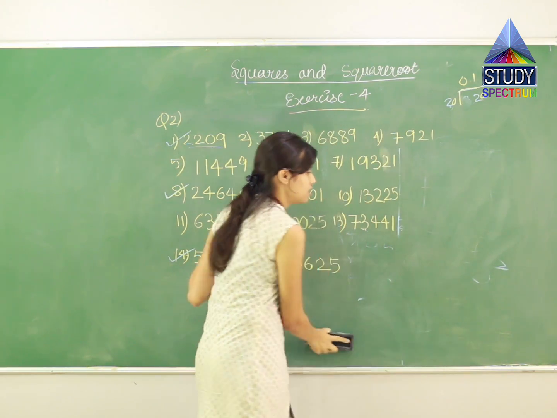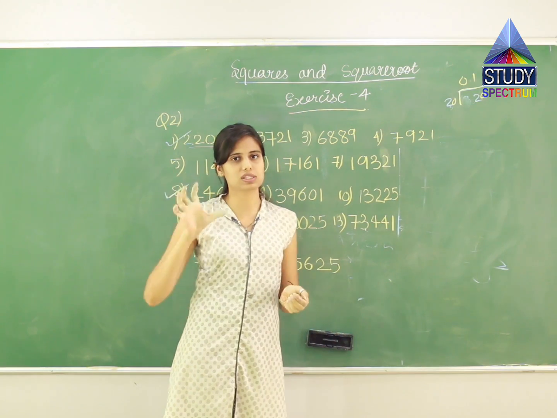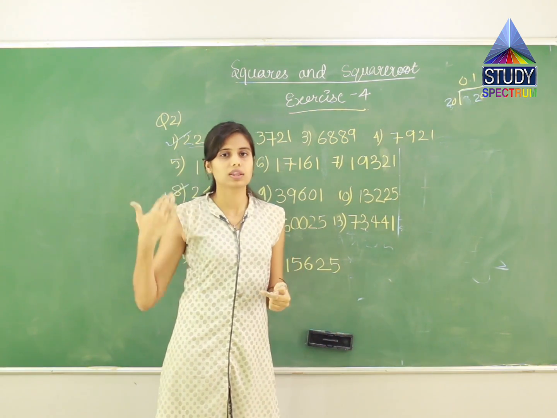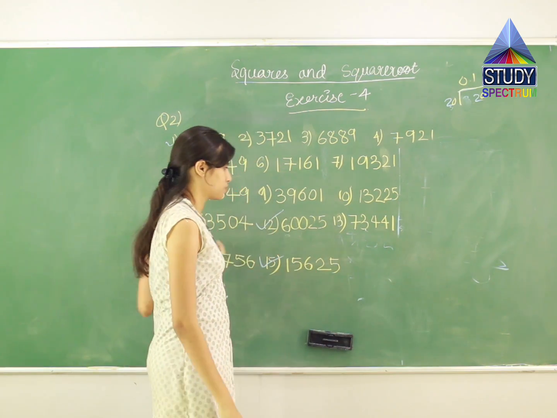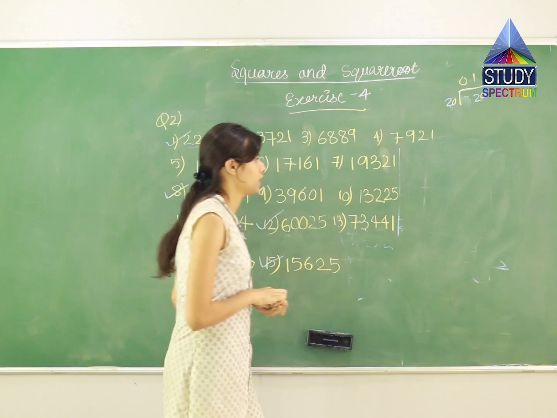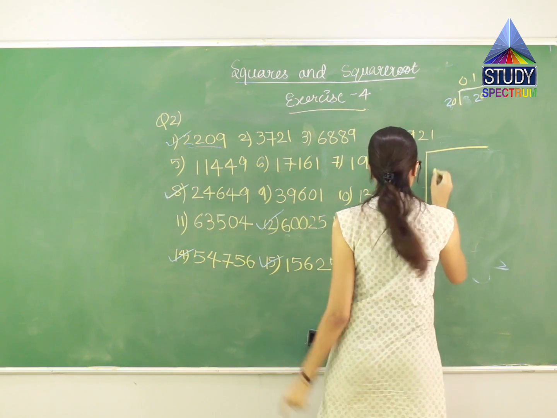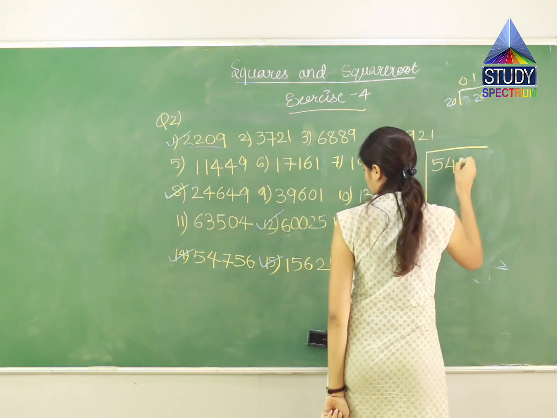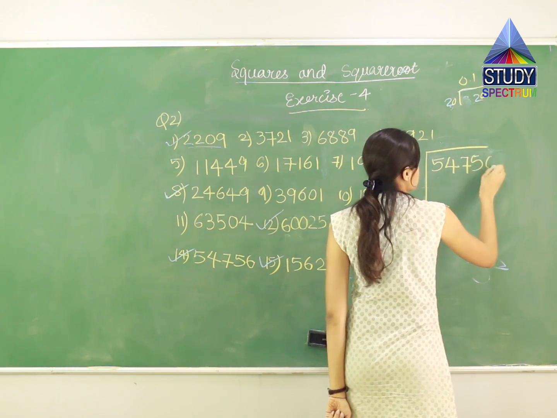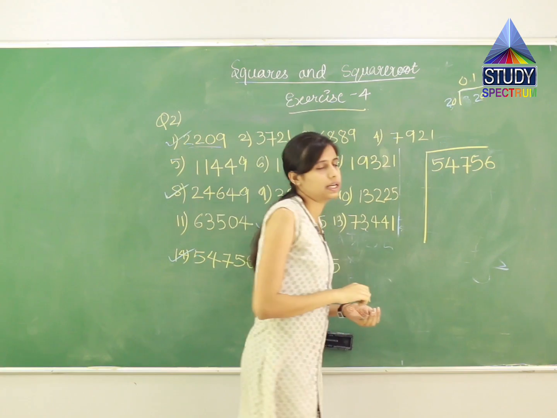All the 5-digit numbers are a bit complicated because the size is more, so the division comes to be more. So I have taken up a 5-digit number. What is the number? Look over here. It is 5, 4, 7, 5, 6. This number is to be divided.